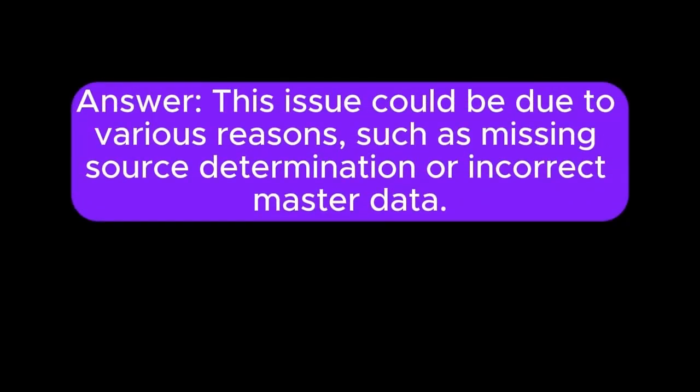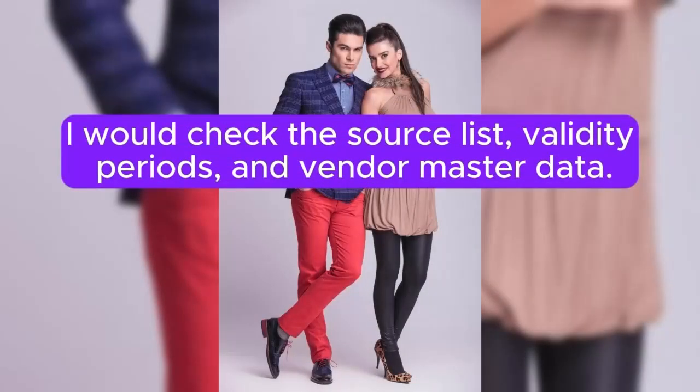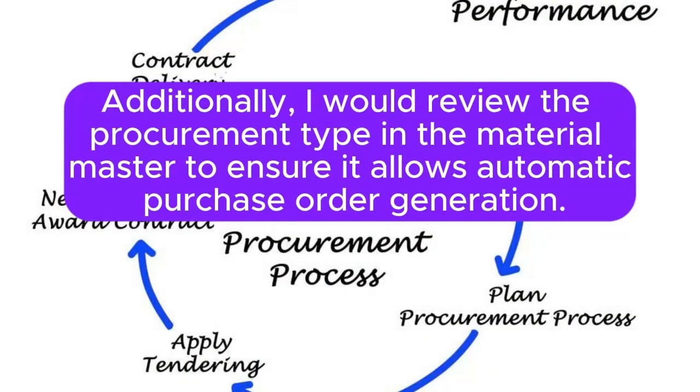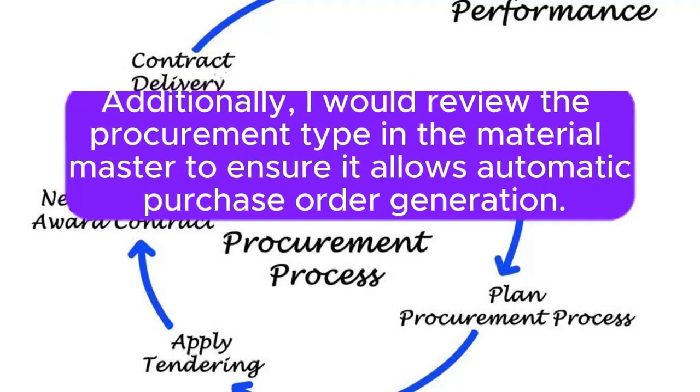Answer: this issue could be due to various reasons, such as missing source determination or incorrect master data. I would check the source list, validity periods, and vendor master data. Additionally, I would review the procurement type in the material master to ensure it allows automatic purchase order generation.